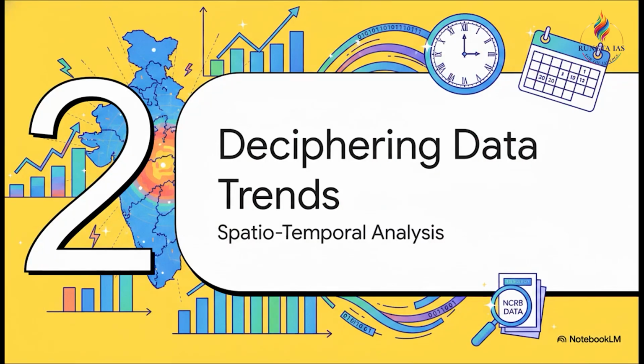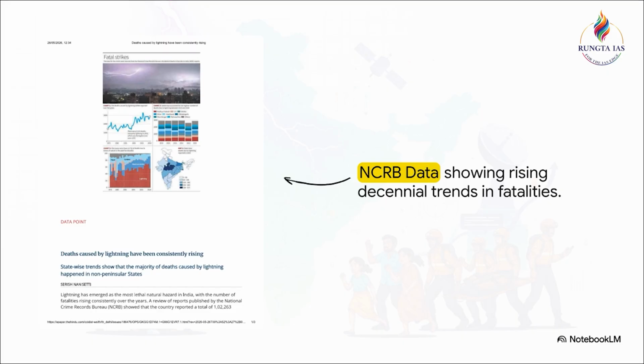Moving on to Section 2, Deciphering the data trends, a spatio-temporal analysis of NCRB data. Now, backing up your claims with authentic government data is absolutely crucial for writing winning mains answers. The NCRB data reveals the sheer scale of this tragedy over time. We're looking at a total of 102,263 fatalities over a 50-year period, from 1975 to 2024. And notice how those decennial averages, the average deaths per decade, are consistently rising. It's a stark contrast, really. While India is doing a pretty brilliant job reducing deaths from cyclones and floods through better forecasting, lightning deaths are tragically moving in the exact opposite direction.